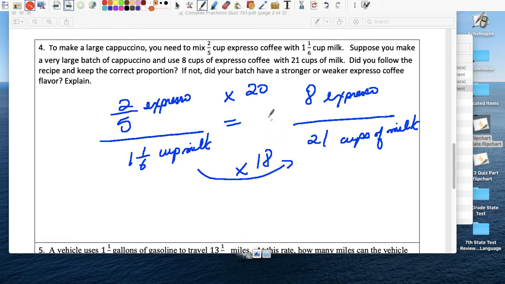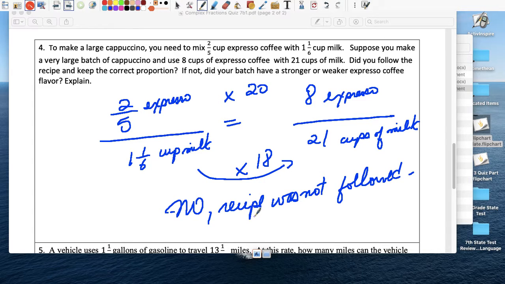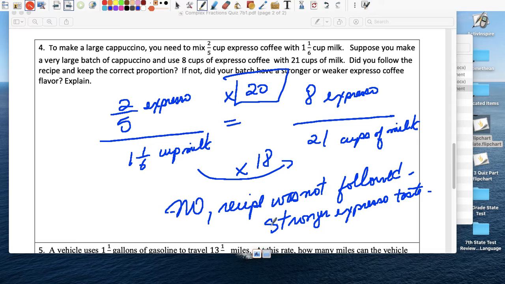So they added a little bit more espresso. So to answer the question, did you follow the recipe? No, we didn't follow the recipe. The recipe was not followed. Okay, and will it have a stronger espresso taste or a weaker coffee taste? Well, in this case, it's going to be a stronger espresso taste because we used more espresso than was necessary according to the recipe.